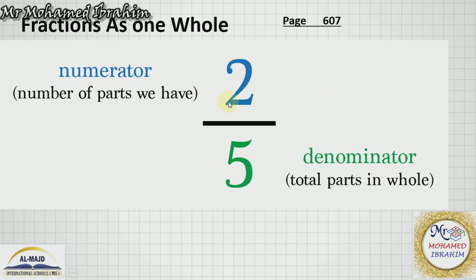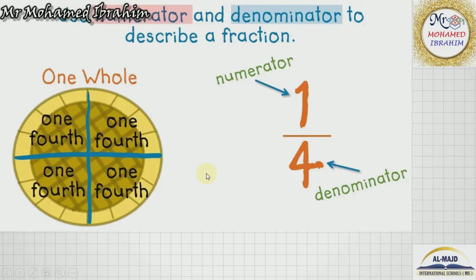The number up in the fraction we call it numerator. It means the number of parts we have. The number down, under the fraction bar, we call it denominator. It means the total parts in the whole. Use numerator and denominator to describe a fraction.